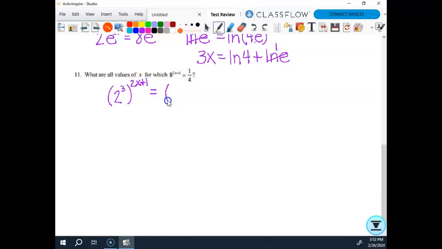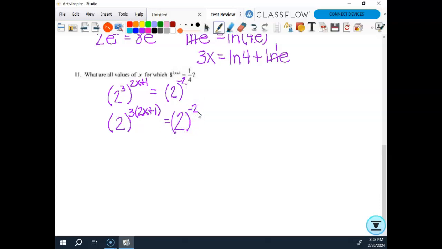Okay, and then my base of 2 over here. And then since it was 1/4, I know 2 squared is 4, but I need that to be a negative 2 because it is the reciprocal. So then I'm going to do one more step just so that I don't lose anybody. This is 2 to the 3 times 2x plus 1 power equals 2 to the negative 2 power.